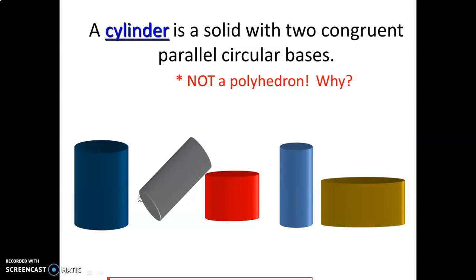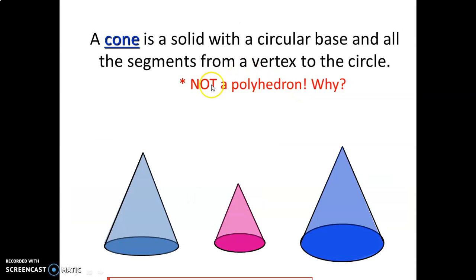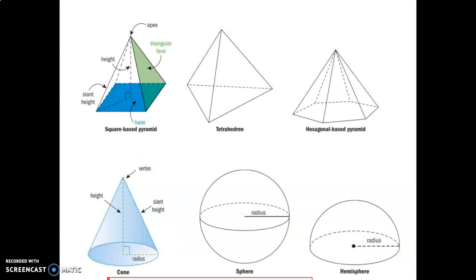A cylinder is a solid with two congruent parallel circular bases. It's not a polyhedron. Why? All right. A cone is a solid with a circular base and all the segments from the vertex to the circle. It's not a polyhedron either. Why? Okay, so the three types we're going to concentrate on are pyramids, cones, and spheres.